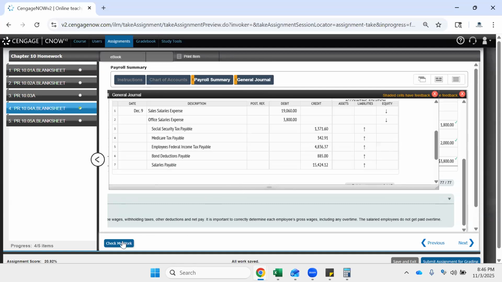Our debits do equal our credits because our salaries expense minus the deductions for the payables to Social Security tax, Medicare tax, employee federal income tax payable, bond deductions, then that equals the salaries payable. That's the net pay of the employees. And remember, these taxes are paid by the employee. That's coming out of their paycheck. The Social Security and Medicare taxes that the business is paying out of the business portion, that's going to come in a separate journal entry.